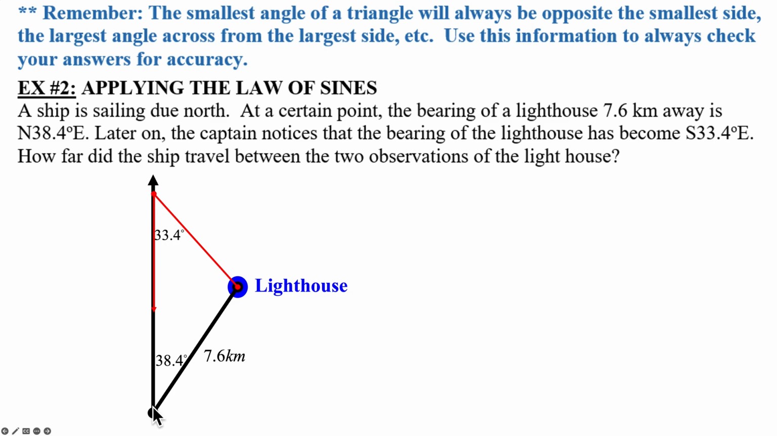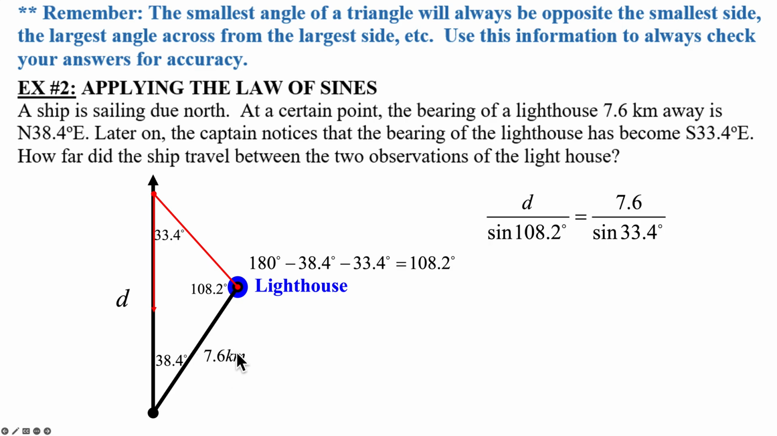How far did the ship travel between the two observations? That's the distance between these two observation points. So I have two angles. Find the third angle. 180 minus 38.4 minus 33.4, 108.2. And again, here's my distance we're trying to find. So I have all angles of a triangle. I have at least one side given. It's time to use your law of sines.